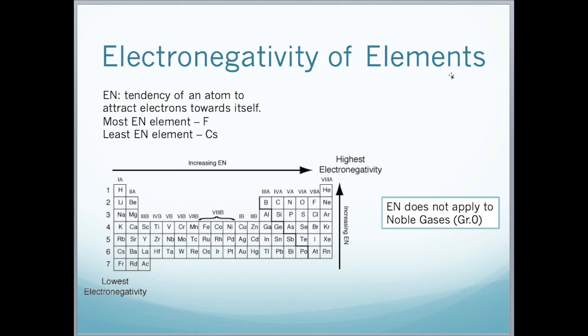So the most electronegative element is fluorine, which is shown here in group 7, and the least electronegative element is cesium, which is here in group 1. And even though the noble gases are shown here, electronegativity does not apply to noble gases because they have a fully filled outer shell, so they're very unreactive.